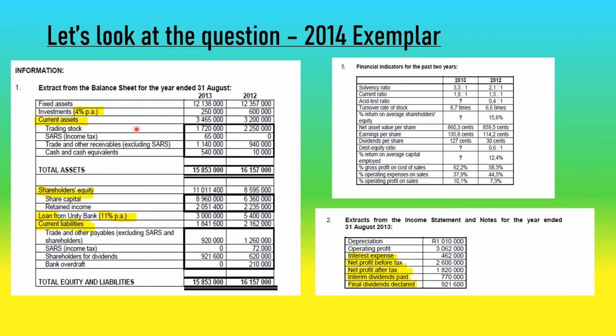interest rate always given on your balance sheet. That's a good indication for you that you will need to compare to something. Same for the loan over here. Also, just current assets, current liabilities. This is what shareholders' equity is. It's made up of these two elements. I've also highlighted interest expense, before tax net profit, after tax net profit, your interim dividends, and your final dividends. Now, just that net profit before tax and after tax, there are certain cases where you use the one before tax and after tax. So just make sure that you know when to use what.